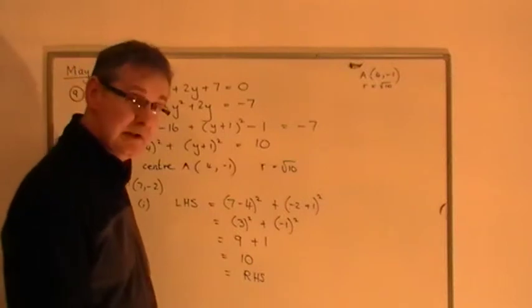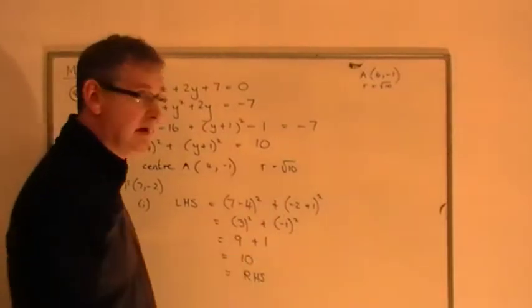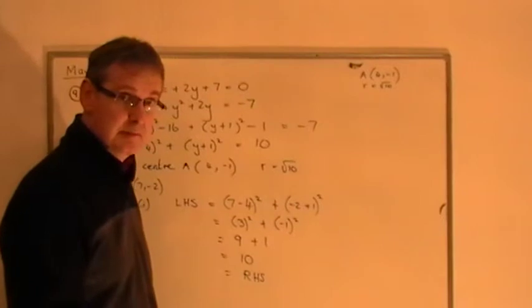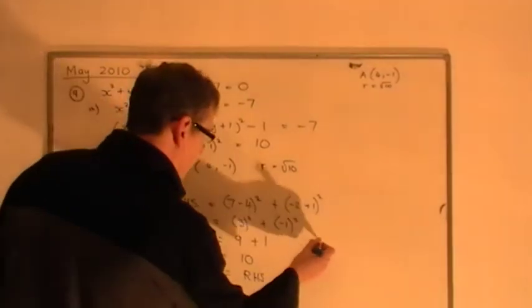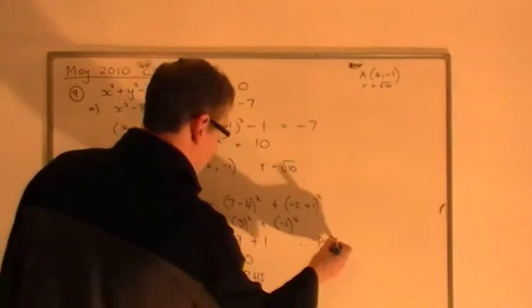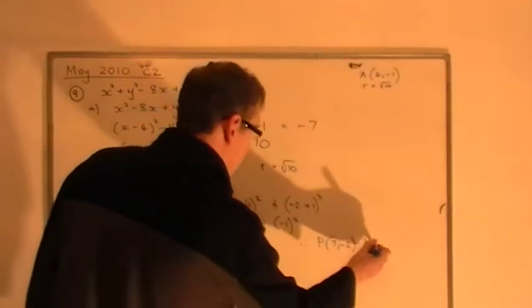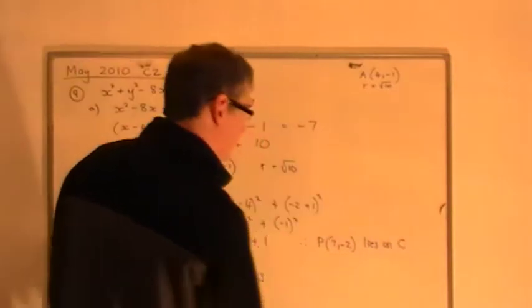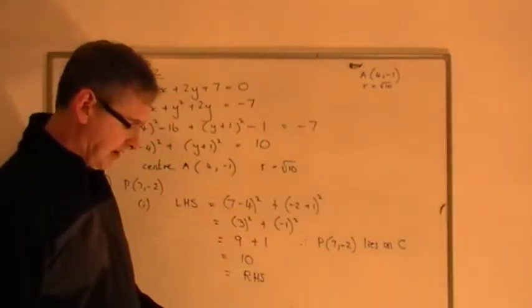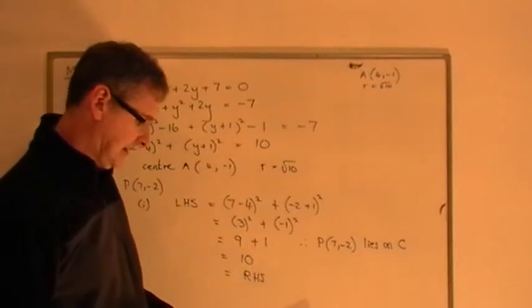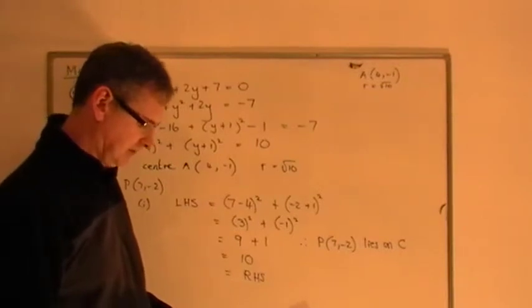If the point P didn't lie on the circle, you'd get two quantities which were not equal to each other coming out from this. Okay, so therefore we can say, therefore P, which has got coordinates 7 minus 2, lies on the circle C. Okay, that's part 1 done. Okay, the next part, it says, given that the point Q is such that P to Q is a diameter of C, find the coordinates of Q.